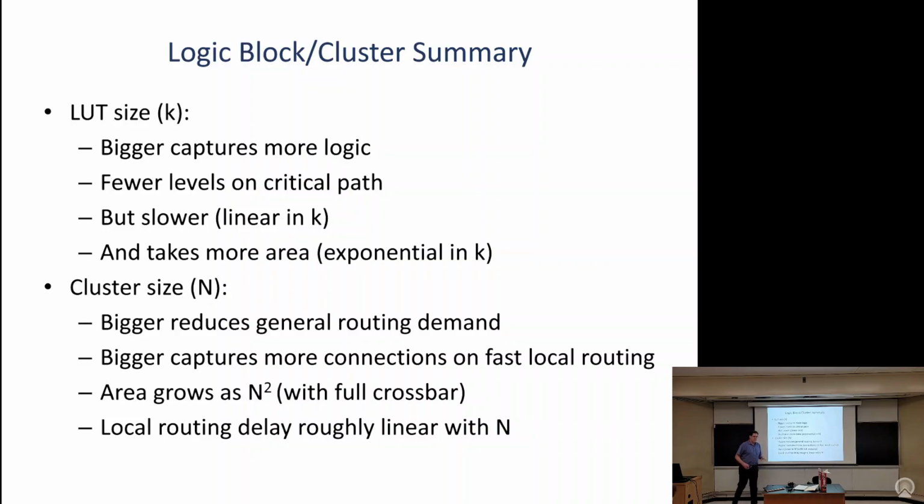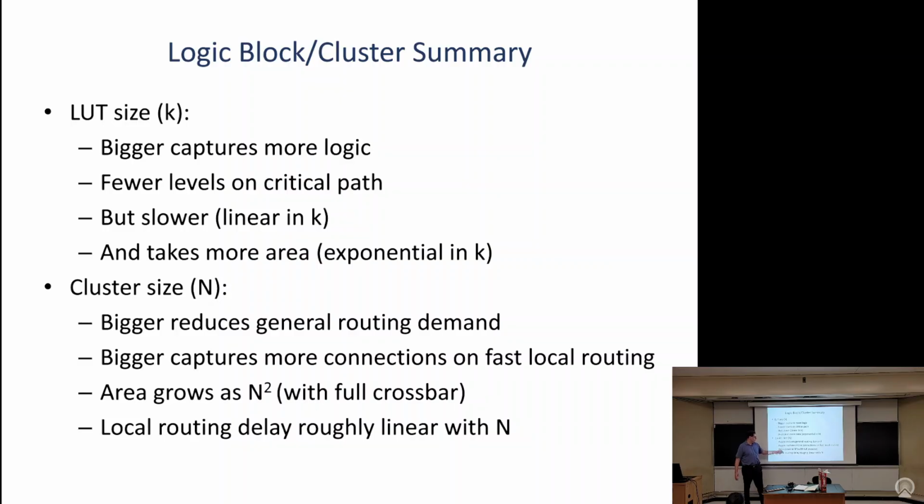Cluster size, so N, bigger basically reduces your demand for general routing. It captures more connections on this fast local routing. But its area grows quickly, as N squared with a full crossbar. I mean, it's N squared for the local interconnect. For a while that's not too bad, but eventually it starts to dominate. So this puts a limit on how big you can make N.